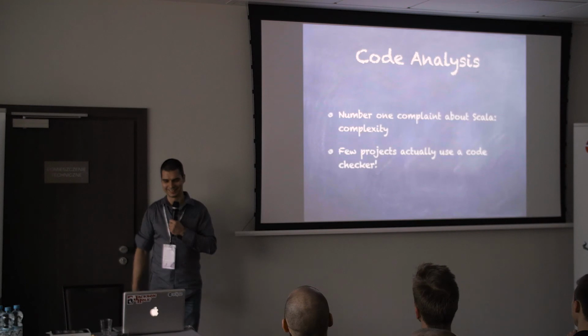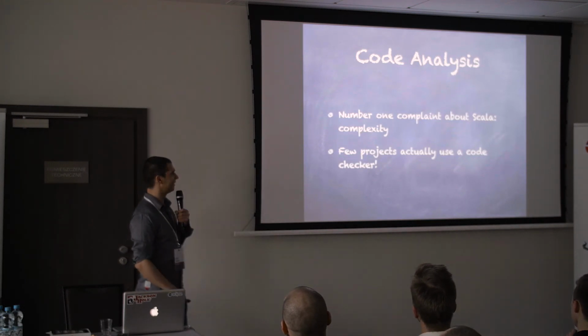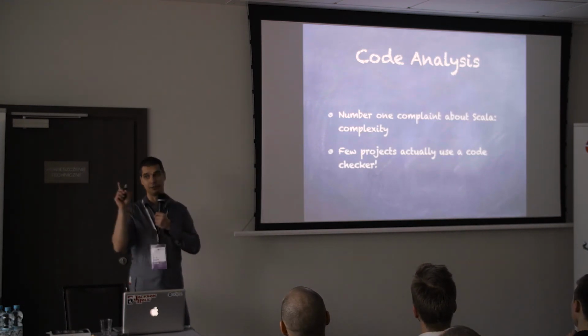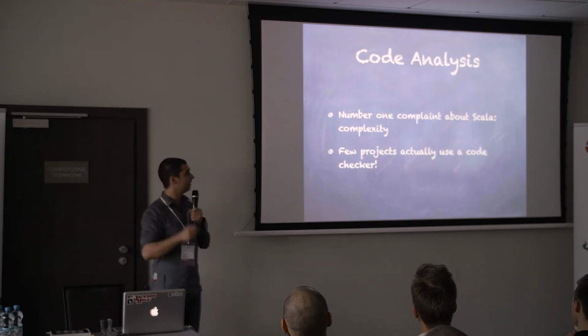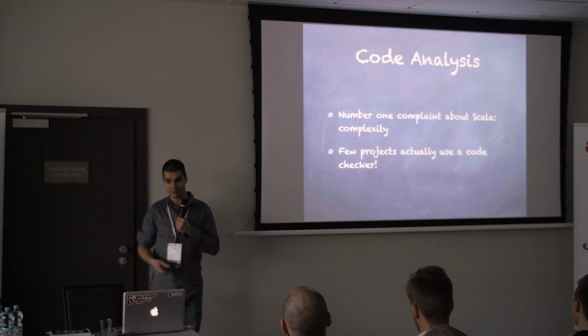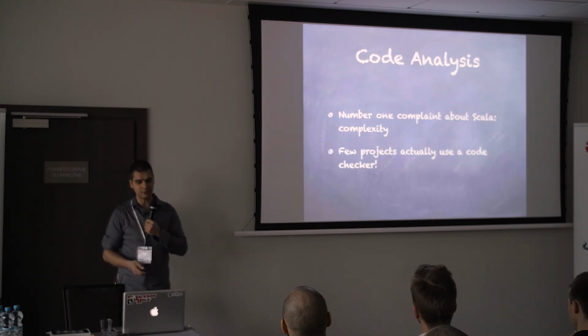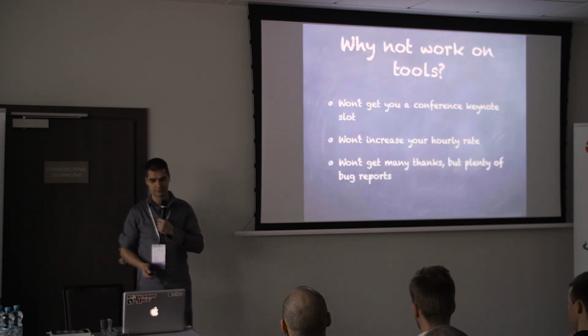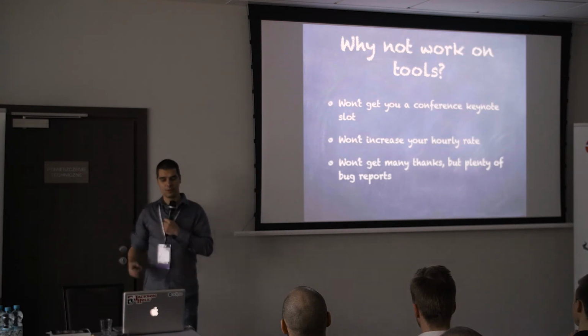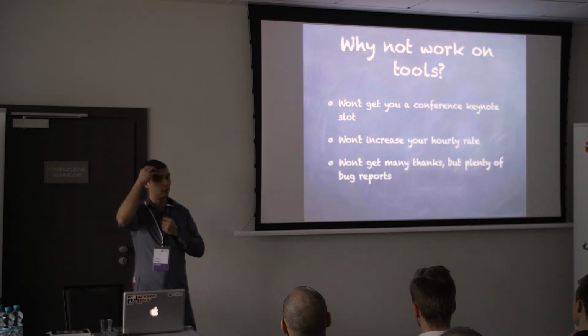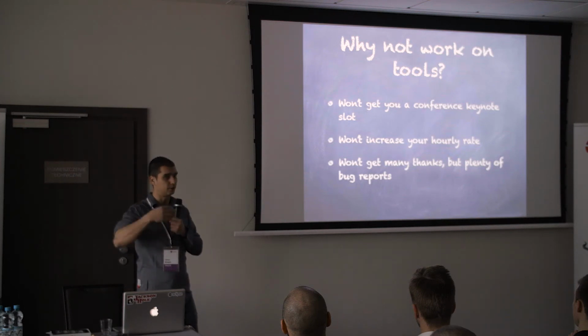at some point. So now the interesting fact is the number one complaint about Scala, the language, not the compiler, is complexity. But very few projects actually use the code checker or a code checker, and I think that's because they're not capable enough yet. So why don't people help with these tools? Why don't they work and bring them forward, push them forward?